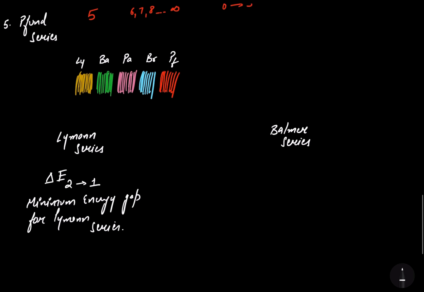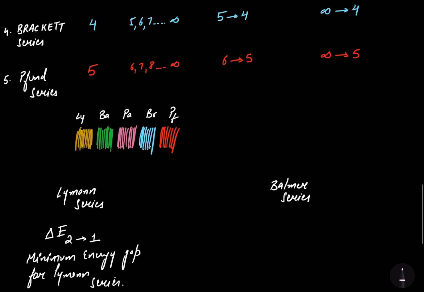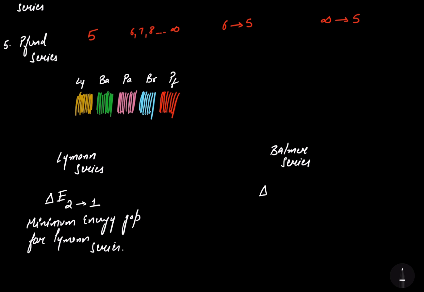Now let's talk about the Balmer series. In case of Balmer series, you can see that the limiting line, the last line, or the photon of maximum energy emitted by the electron will be of the transition from infinity orbit to the second orbit. So in case of Balmer series, the photon of maximum energy will be emitted for the transition of electron from infinity orbit to the second orbit. So here I am writing maximum energy gap for Balmer series.